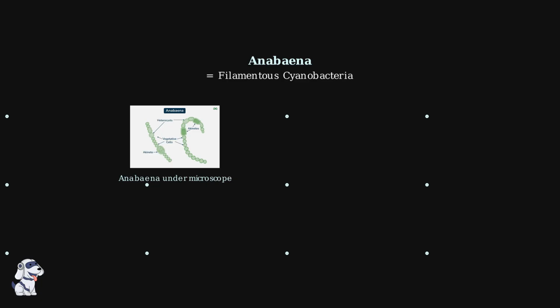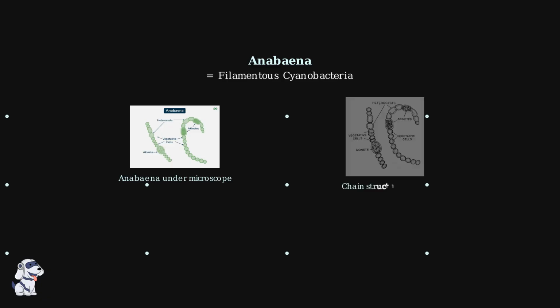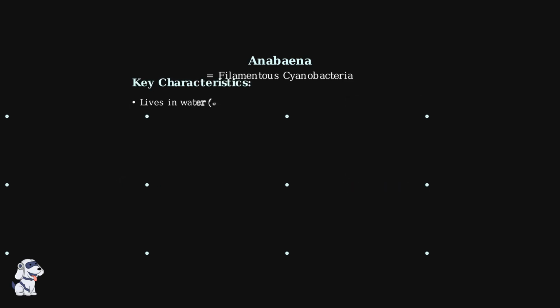Let's look at what Anabaena actually looks like under a microscope. These images show the chain-like structure that makes Anabaena so distinctive. Notice how Anabaena forms long chains or filaments of connected cells. Each chain is made up of different types of cells working together. Now, here's what makes Anabaena really special.